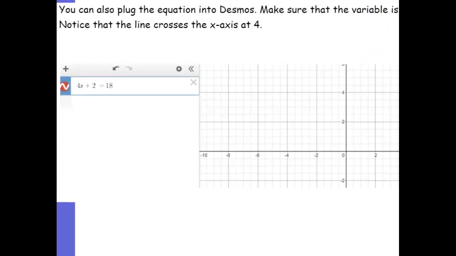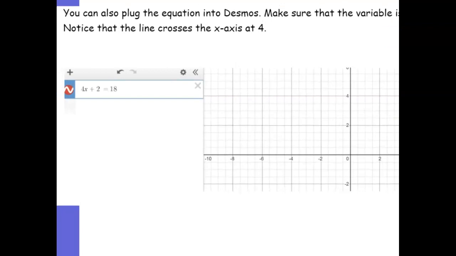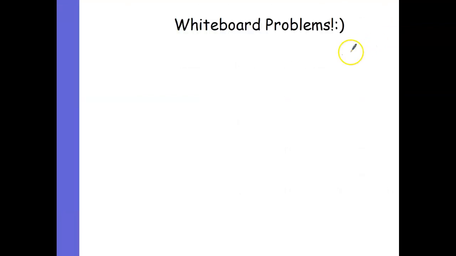Okay, let's see why my screen won't let me expand it today. All right, so in class we did some whiteboard problems, but what I want you to do is to work on your homework today. So go to 7B and get through the homework problems, and we'll check it with the key tomorrow. Thanks. Bye.